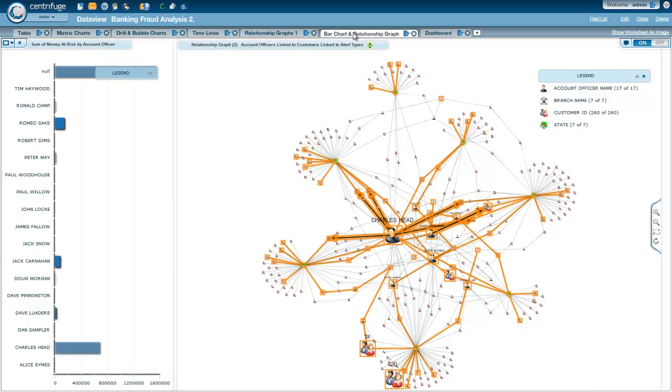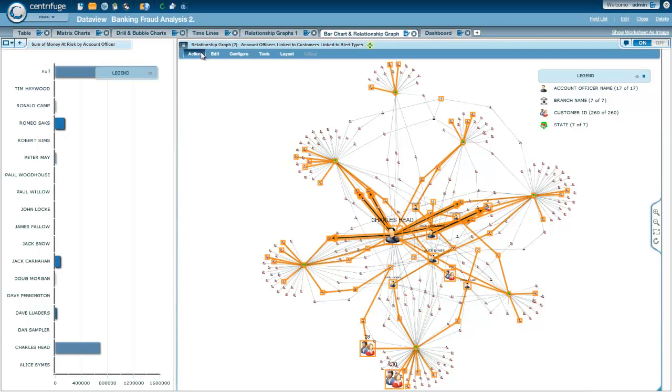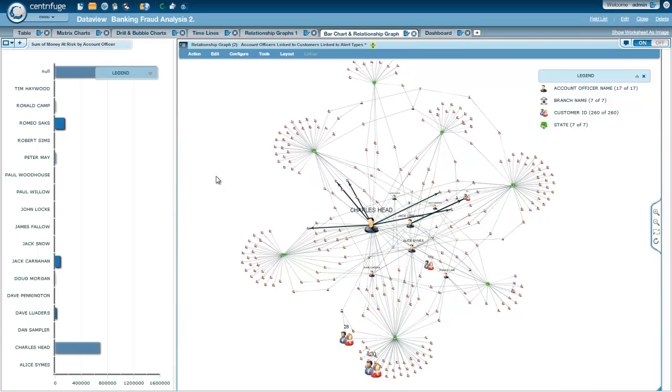Let's explore the data in a little bit more depth. And in this case, I'm going to go ahead and clear the graph, but I'm showing you the relationship between the account officer and the branch that they're assigned to, but I'm also showing you the customers and the states in which they live. And here we're trying to detect account officers that are in one branch, but may be loaning money to people all the way across the United States.